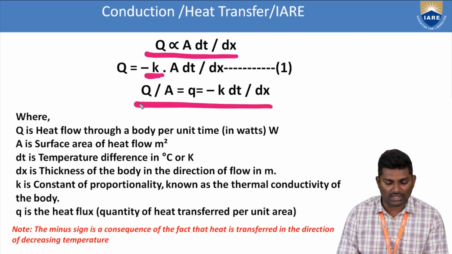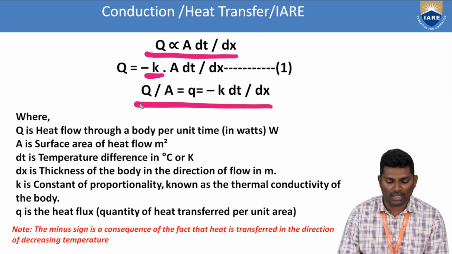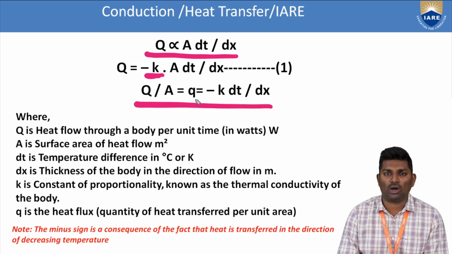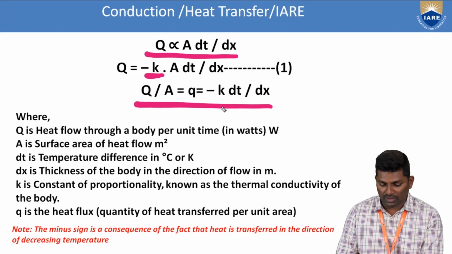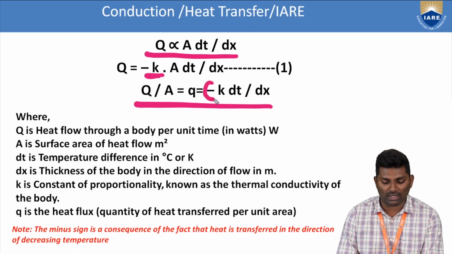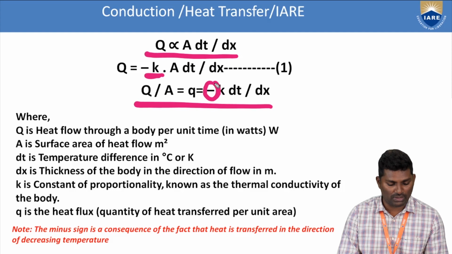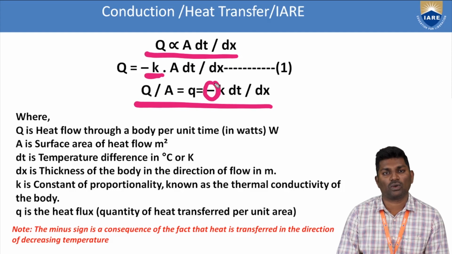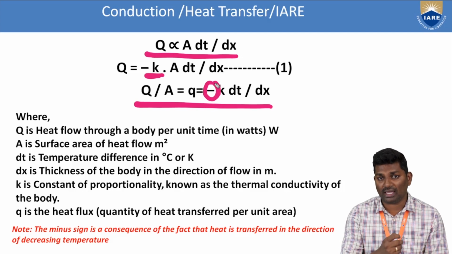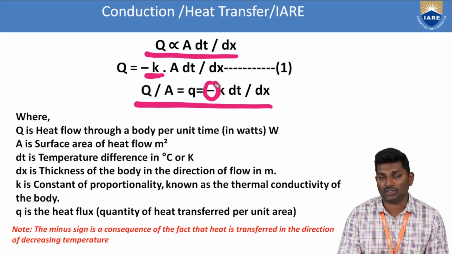So here you can see the equation: Q by A is given by small q. The small q is called the heat flux of the given object or body, and that is given by minus k dT by dx. Why are you getting the negative symbol here? If you see the note, the minus sign is the consequence of the fact that heat is transferred in the direction from higher to lower temperature. That's why you are getting the negative sign here.